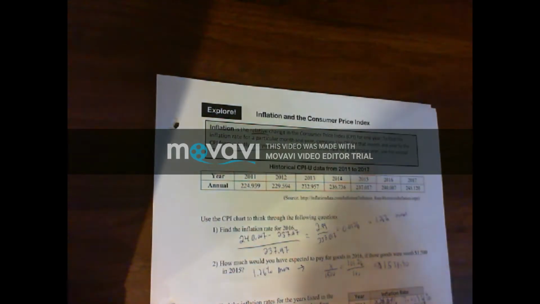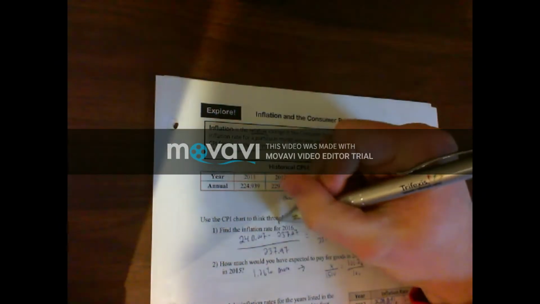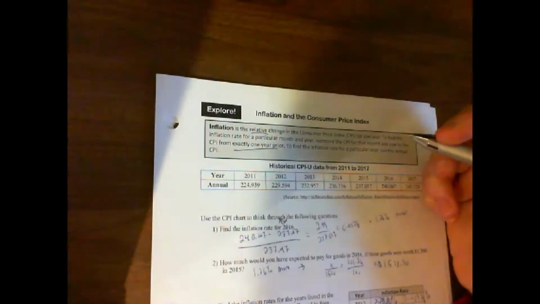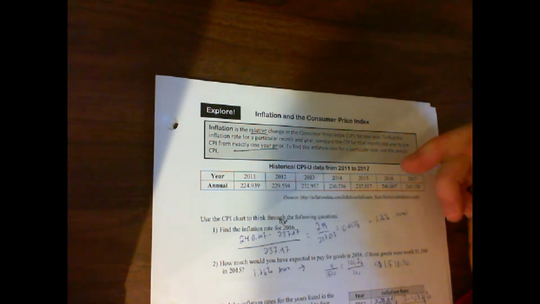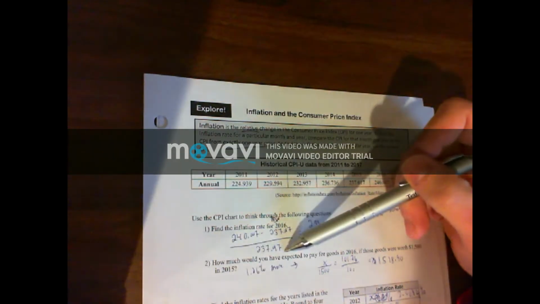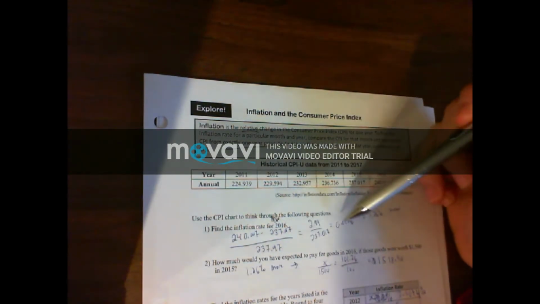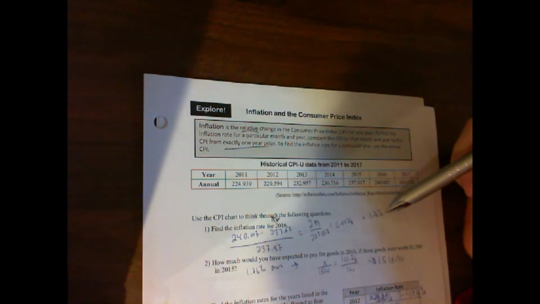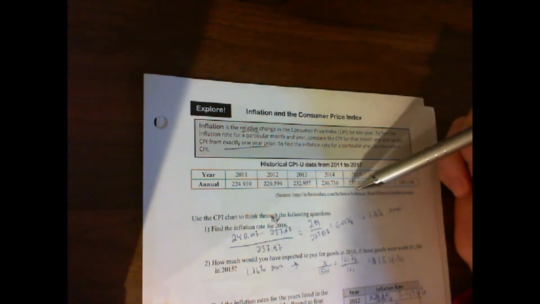Well, if we're finding the inflation rate for 2016, that is our new year. Our old year will be 2015, exactly 1 year prior. So taking 2016 CPI minus 2015 CPI and dividing by 2015 CPI, we get about 0.0126 or about 1.26%. Since it's positive, that means there's about a 1.26% increase.